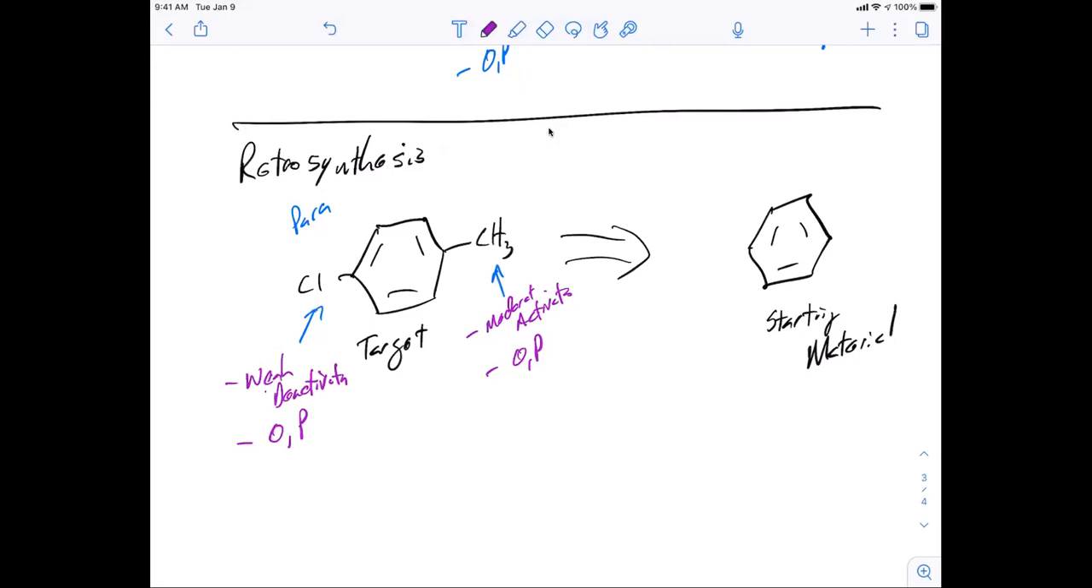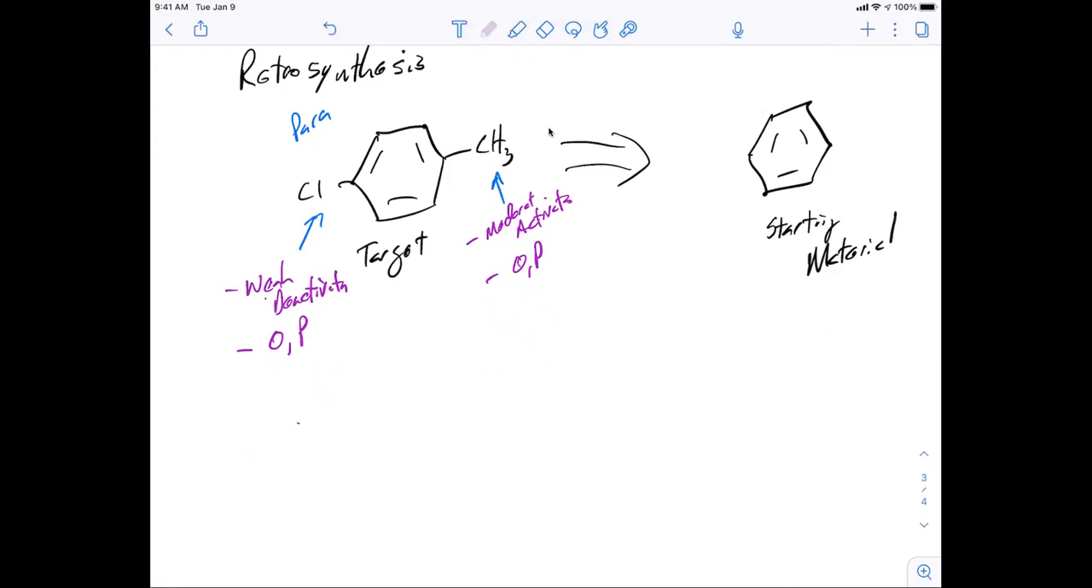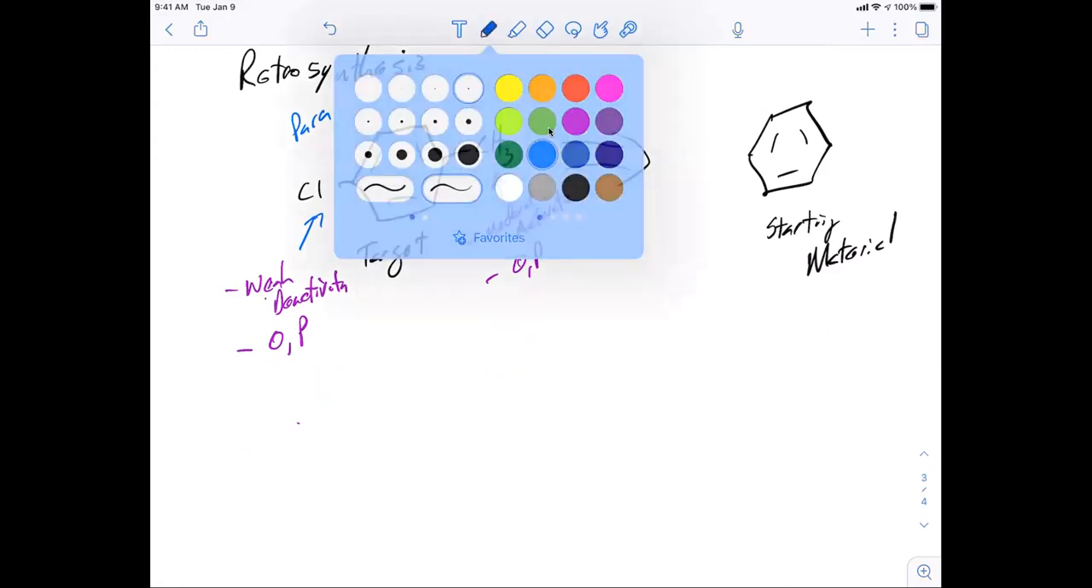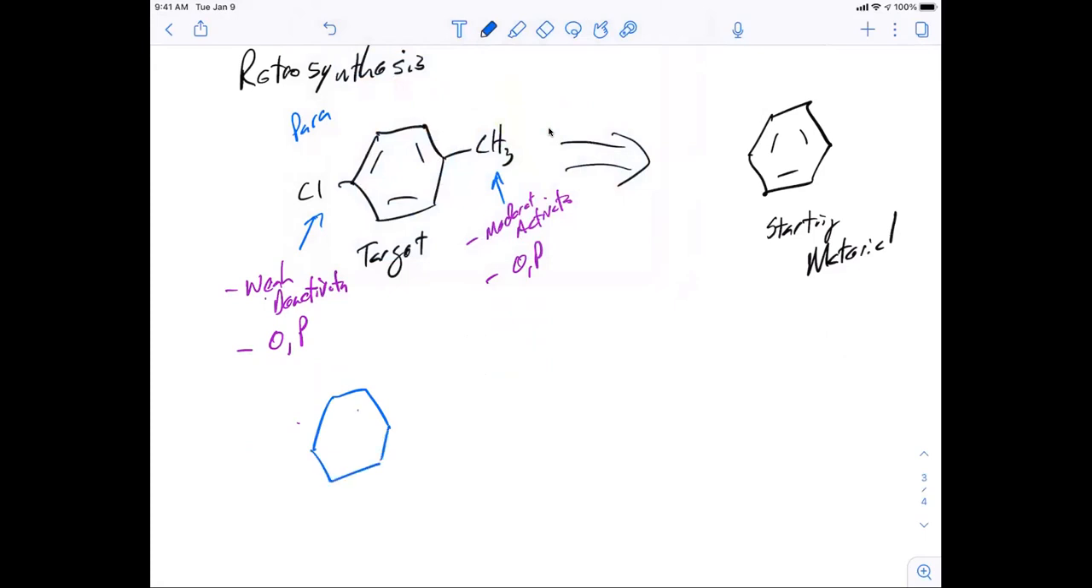So either of these I could add first, but which one do you think you would want to add first? The activator or the deactivator? Which is going to make the reaction most likely go better? Deactivating the ring to electrophilic aromatic substitution or activating the ring? Activating the ring. So if I had a choice here, which I do, I would want to start my synthesis, right? You got to start your synthesis with the benzene. But the first thing I'd want to do is add my methyl, which I can do with the AlCl3, right? Friedel-Crafts alkylation.